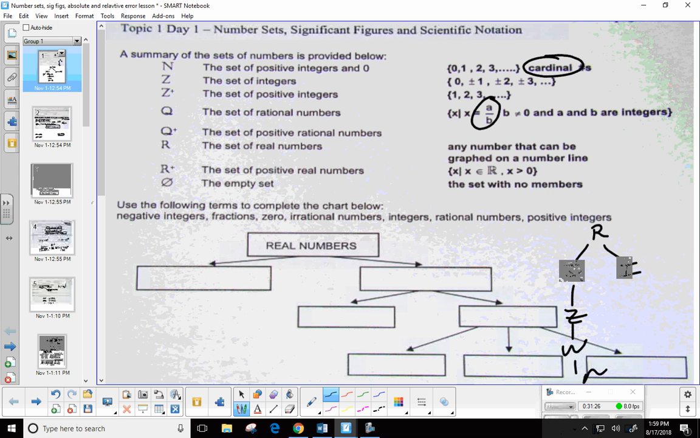All right, so like I said, IB just kind of does it a little differently. Probably the biggest difference is that instead of calling it the natural numbers, what we're accustomed to, they call it what? Cardinal. Okay, so let's see here. Let's go ahead and create the hierarchy with what we have here, and we've got all these terms listed: negative integers, fraction, 0, irrational, integers, rational, and positive integers.